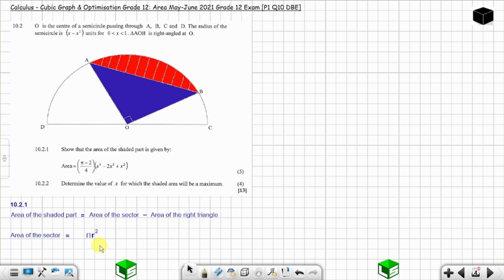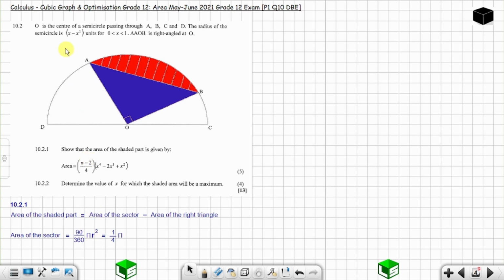So remember to multiply by the angle of the sector over 360. The angle of the sector is 90, okay? So it will be 90 over 360. So let's carry on. This is equal to 90 over 360. This is a quarter, 1 over 4, right? Times pi. Pi is a number, okay? Times pi times r squared.